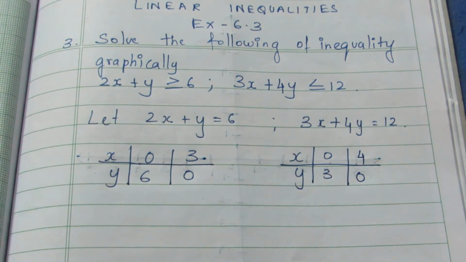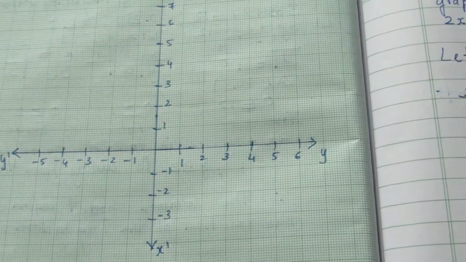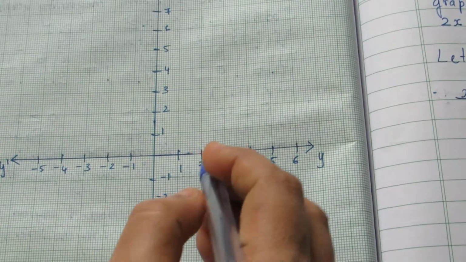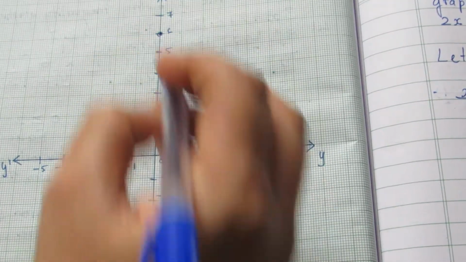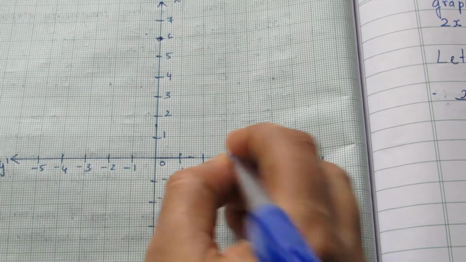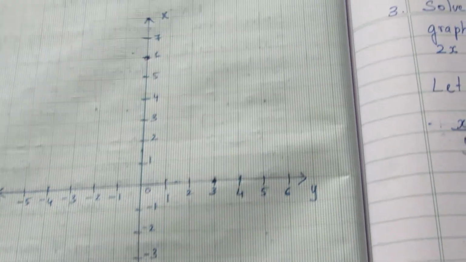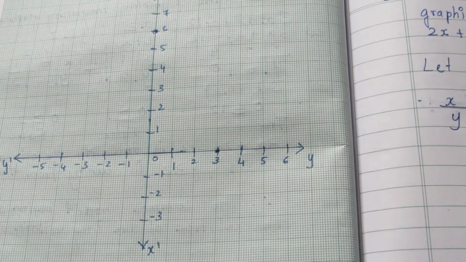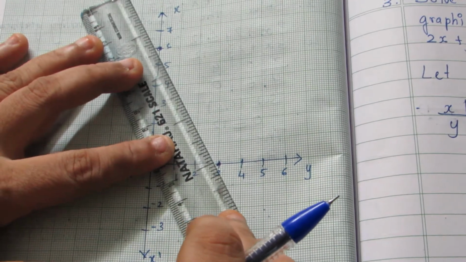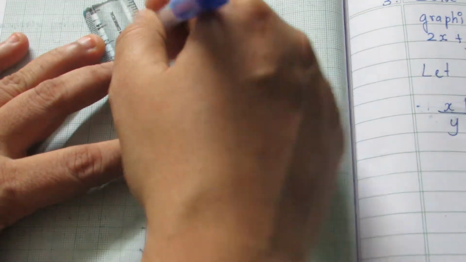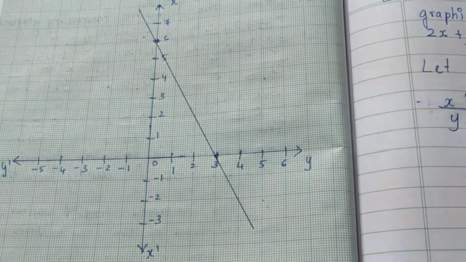Now plot the points in the graph. I have drawn the graph. Let me plot it. For the first line it is 0, 6. So 0, 6 here. Then 3, 0 is here. So join the points. Extend the line also. Join the 2 points and extend.